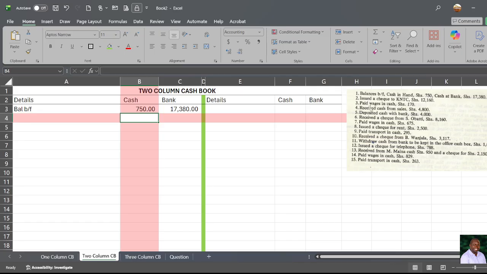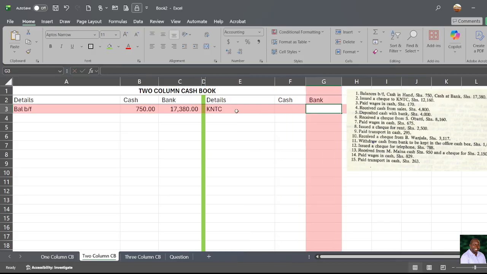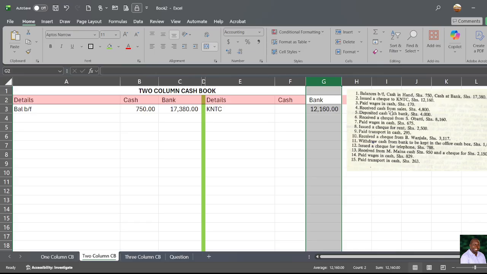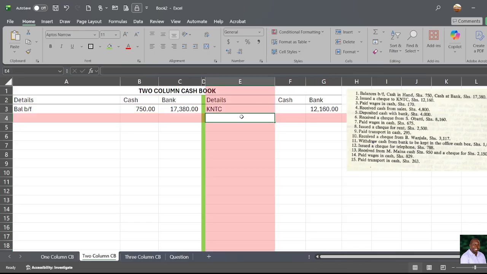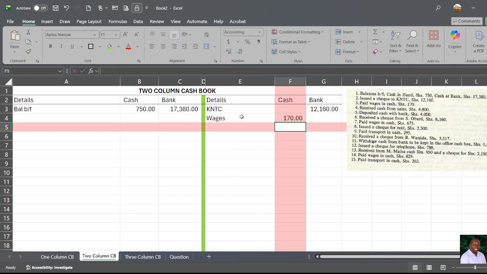Then on the second, we are told he issued a check to KNTC. So he made some payment, a check to the KNTC account, and the figure there is 12,160. You've seen now that it goes to the bank column of the two column cash book, because that's a check. On the third, he paid wages in cash. So cash is going out to wages, and the figure there is 170.